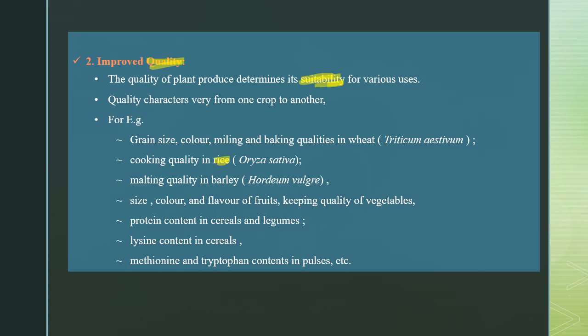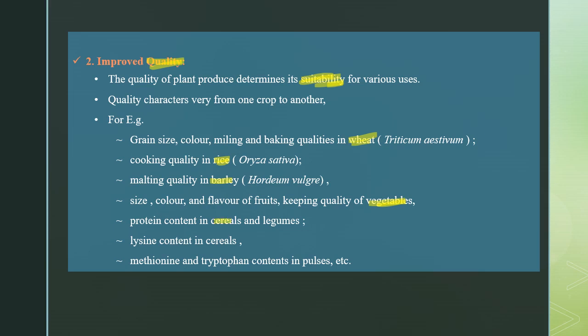Likewise, in case of wheat, there are quality traits like grain size, color, milling, and baking qualities, etc. In barley, there is also a malting quality. In case of vegetables, there are definite qualities like size, color, and flavor of the fruits. Like in tomato, keeping quality also plays an important role.